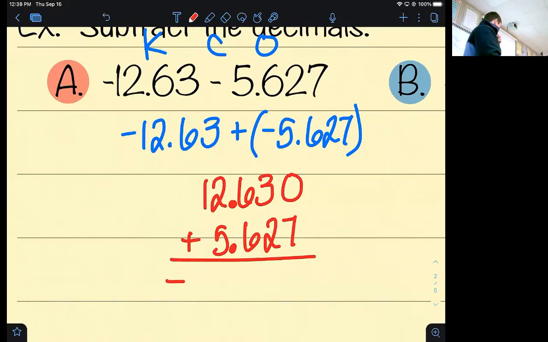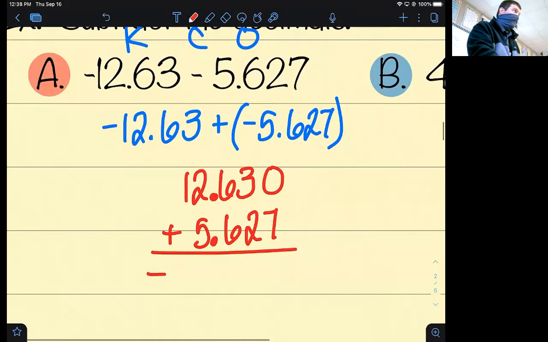So when I rewrite my work, I don't need to put any of the negatives in the work because I know I'm going to subtract because I'm going to war. Or sorry, I said that wrong. I'm going to add because I'm joining forces. And I know it's going to be negative because they keep that same team that they're on. So I'm going to add.